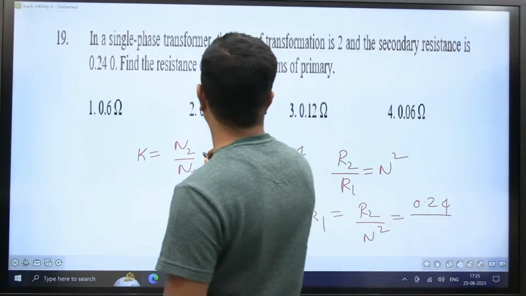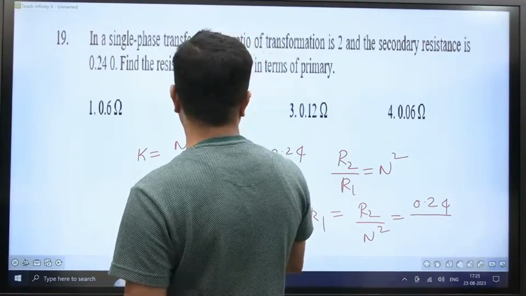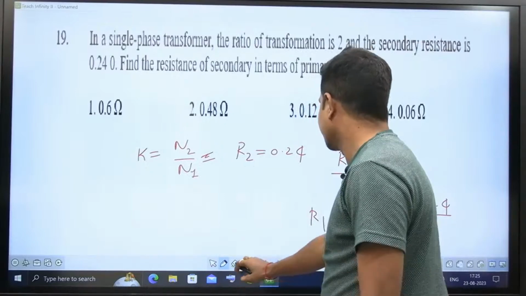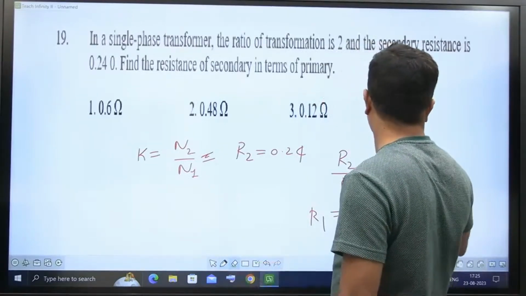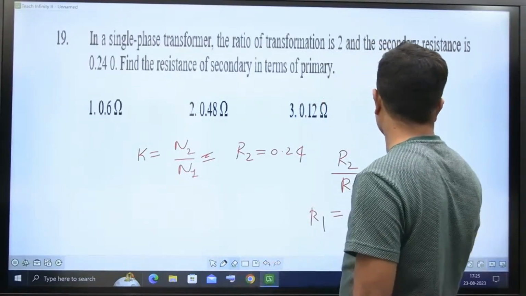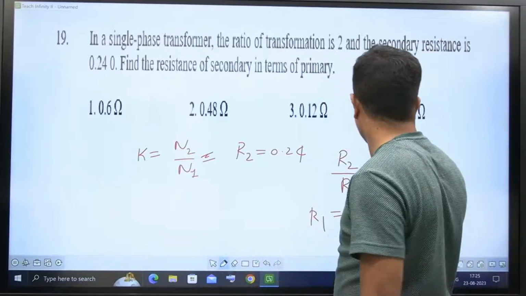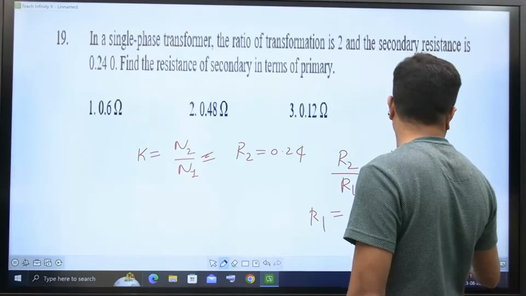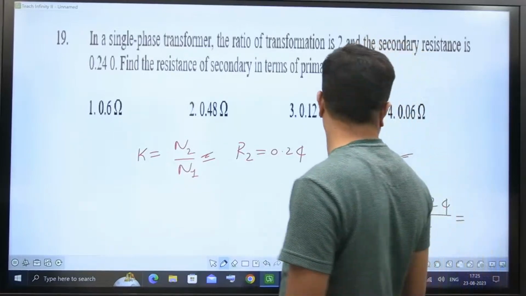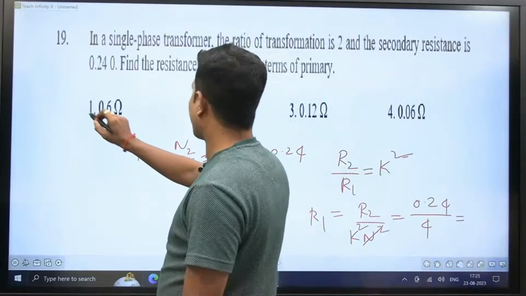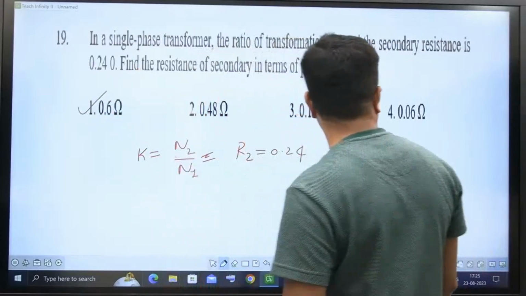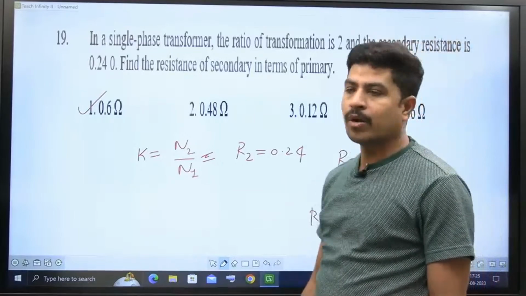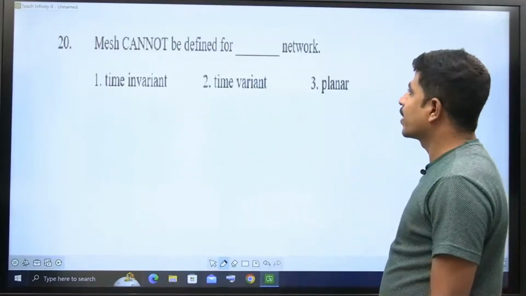He given K is equal to 2. I'll take it as K, not N square. It is K square. I take this one as K square. It is not N square. Yes, this is K square. It is equal to 4. How much will it be? Yes, it is 0.6. 0.24 by 4 will be 0.06. Yes. Let's go to the next question.